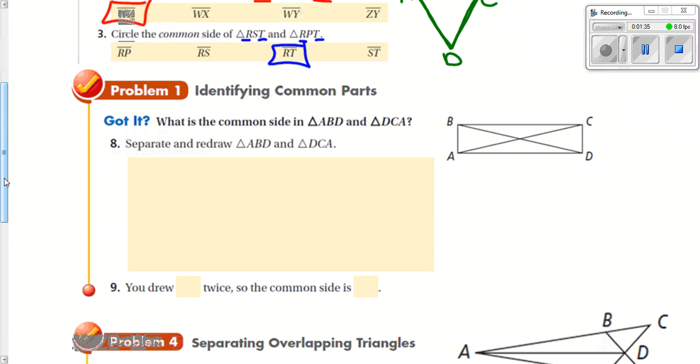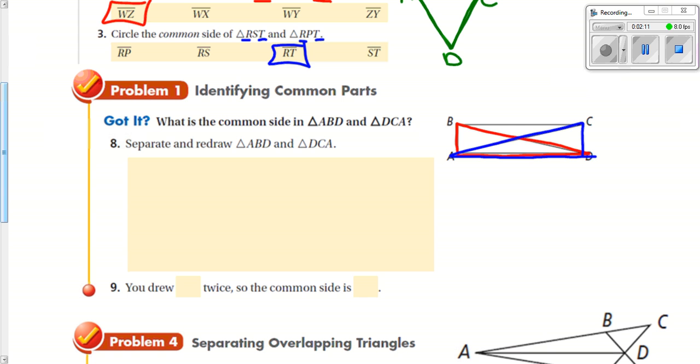So we're identifying common parts based upon an overlapping triangle. So it says, what is the common side in ABD and DCA? Well, a little different right now because if you noticed, I'm going to outline ABD in red for you, ABD. And then I'm going to outline DCA in blue. Okay, if you notice, I do draw over one side. I draw over AD in both of them. We're going to take this and we're going to break up these two triangles, though, because as they get more complicated, sometimes it's hard to see.